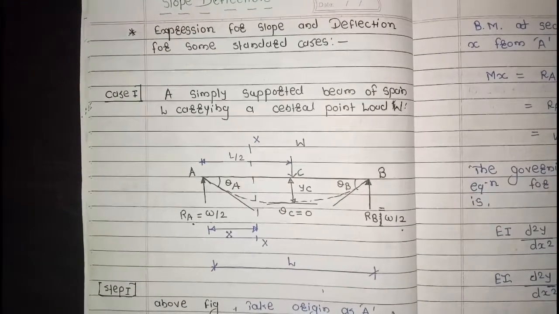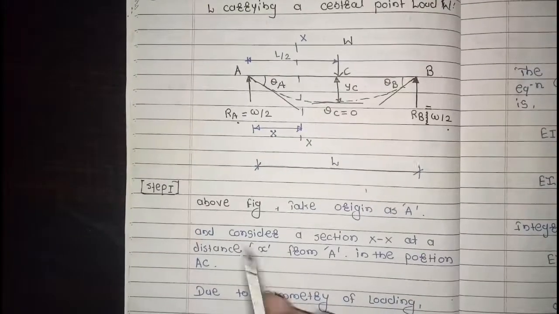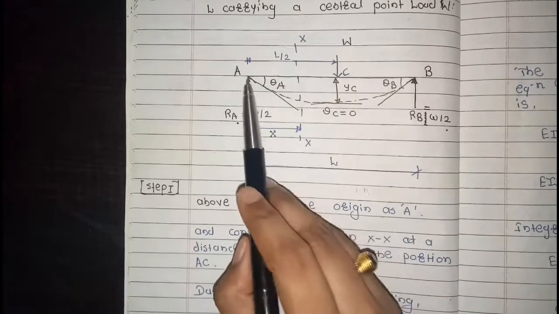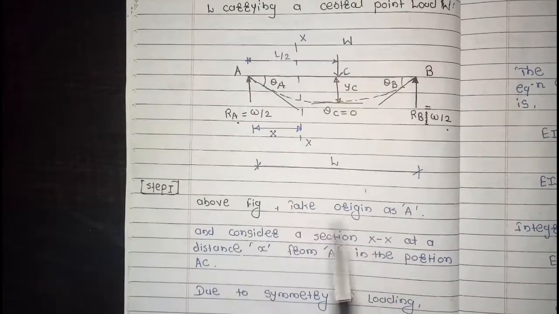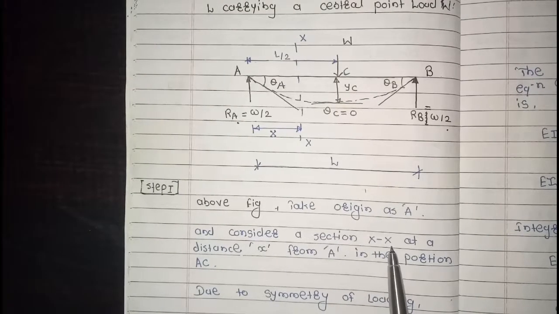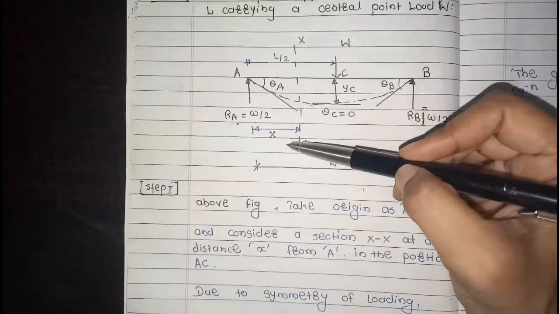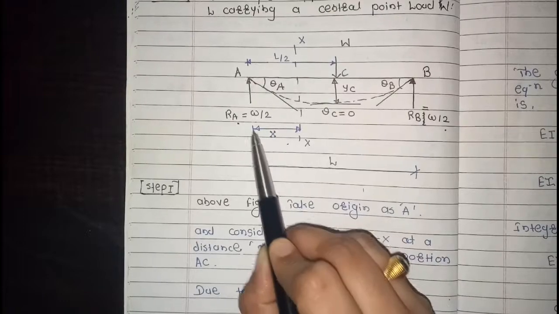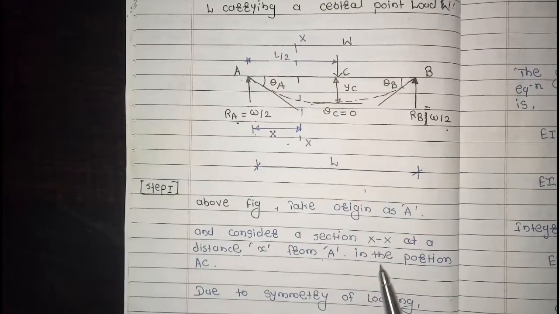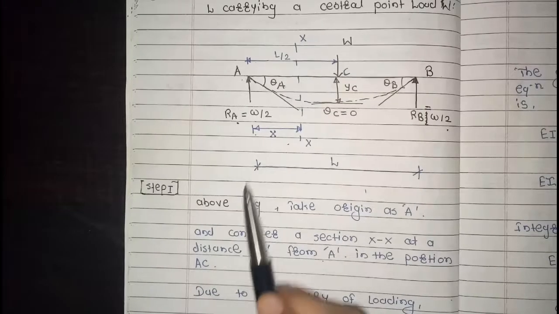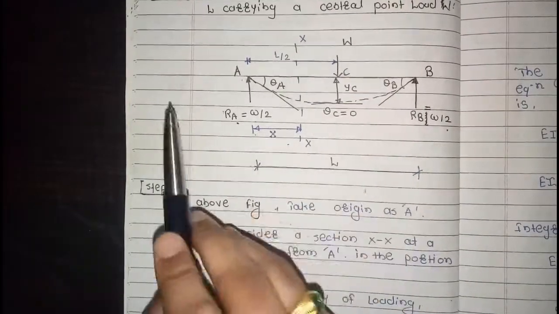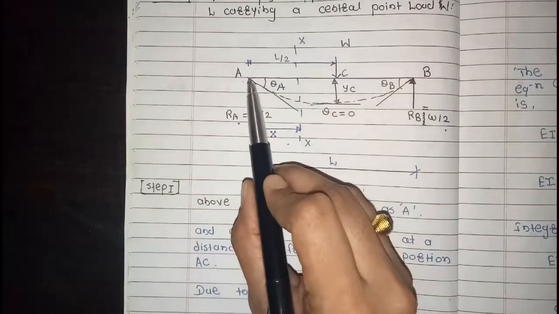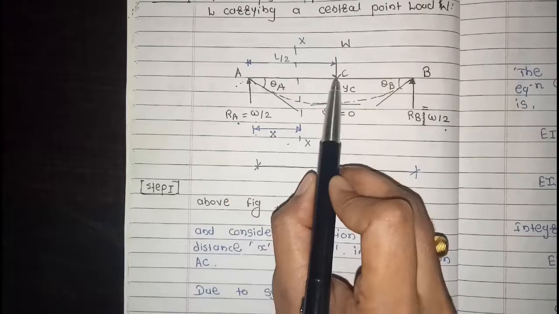So step first, in the above figure take origin as A and consider a section XX at a distance x from A, at a distance x from point A, in the portion AC. Consider section XX at a distance x from point A in the portion of AC.